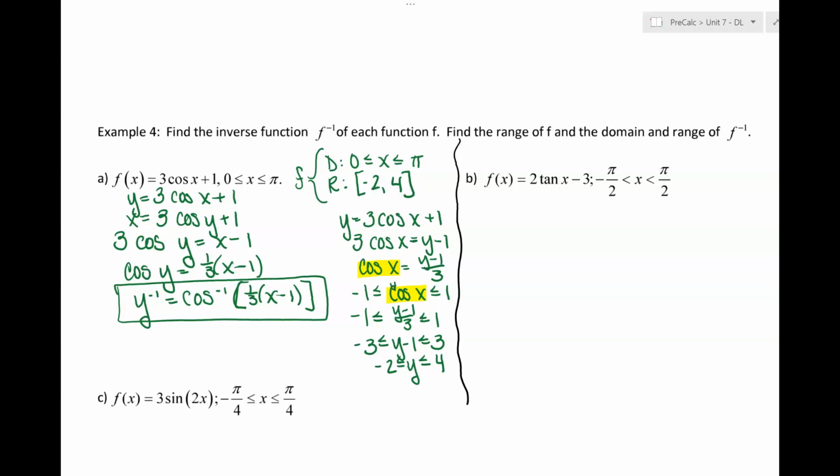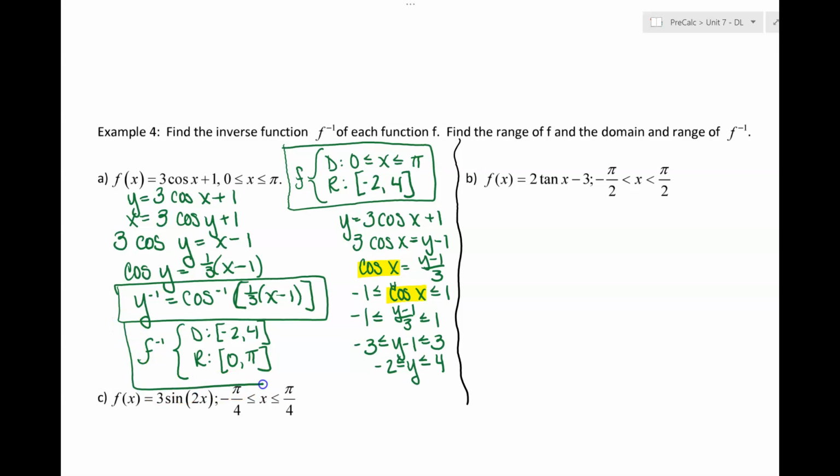Inclusive because it's cosine. So there's the f, the original function, domain, and range. And then down here, how do we find that though? That's right. For inverse functions, the domain and range values switch. So the domain goes from -2 to 4, and the range would exist from 0 to pi. Very nice, guys.